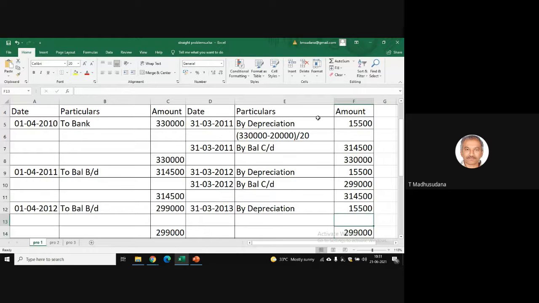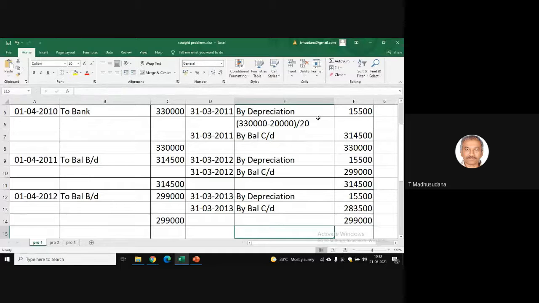2,99,000. So what is the difference? Balance amount? 2,83,500, sir. 2,83,500. So for that 31/3/2013, by balance carried down. So 3 years completed.